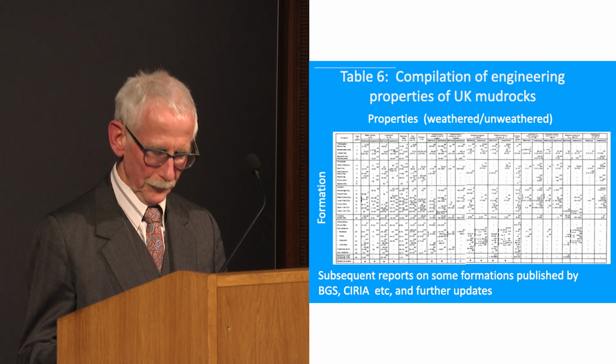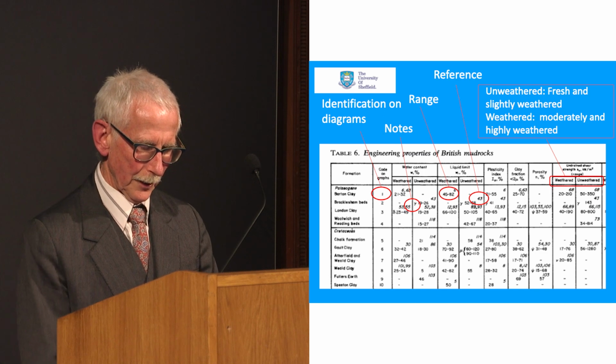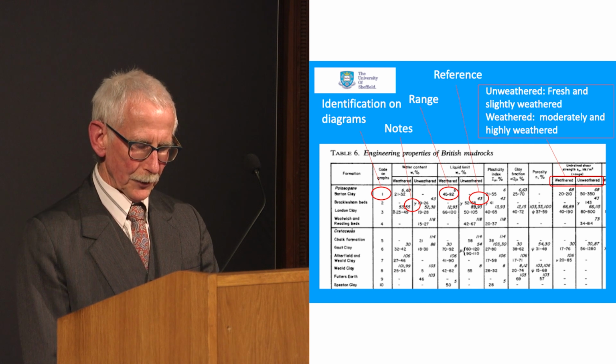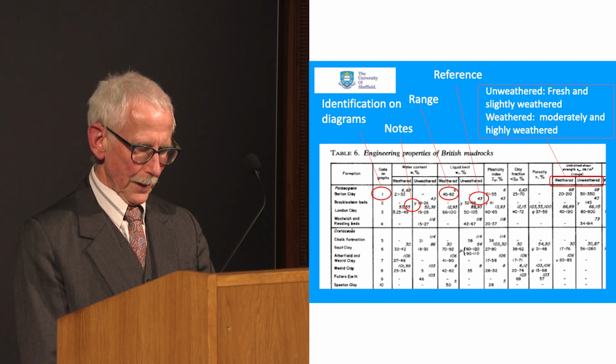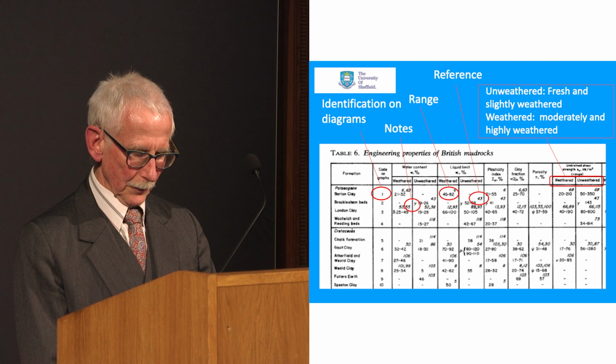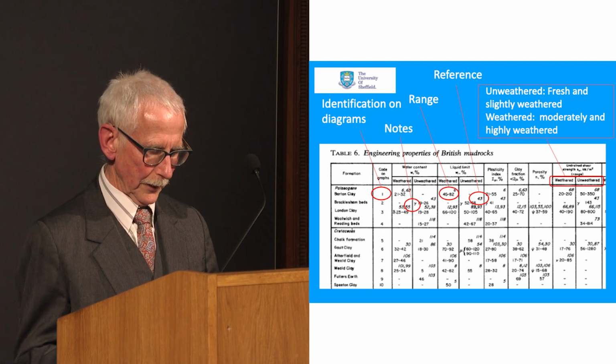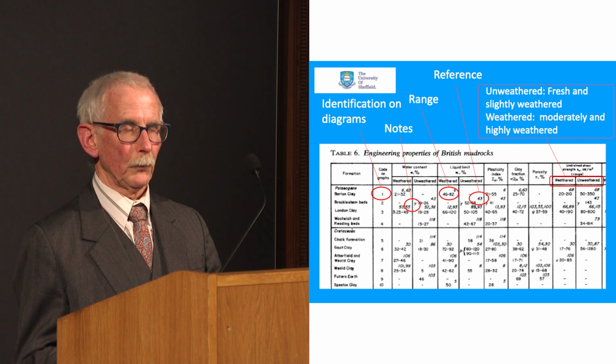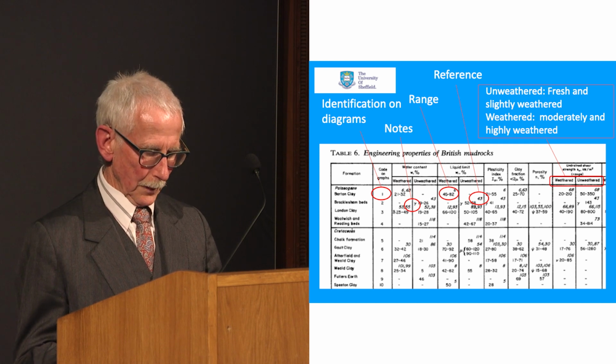This is the top left-hand corner of the table, with data for fresh and slightly weathered and moderately and highly weathered materials, and a realistic range for the parameter, ignoring any very high or very low values reported in the literature. A reference is given for each value, so it's possible to go back to the original reference and see why that value was there.